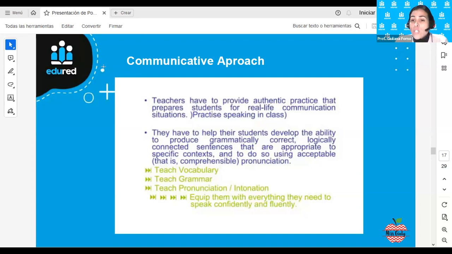Now, what do we need to teach to have a good speaking class? We need to teach vocabulary, we need to teach grammar, we need to teach pronunciation and intonation, and then everything they need to speak confidently and fluently. It means that we need to create an environment where they trust they can make mistakes.